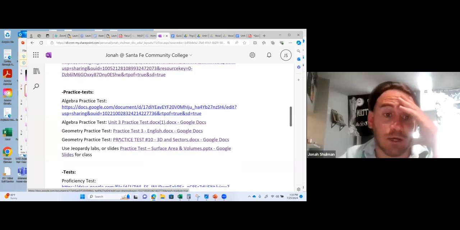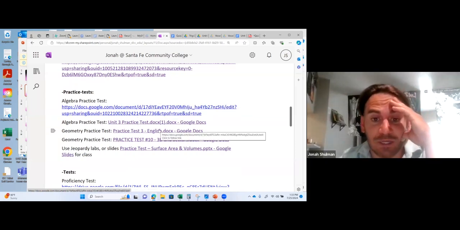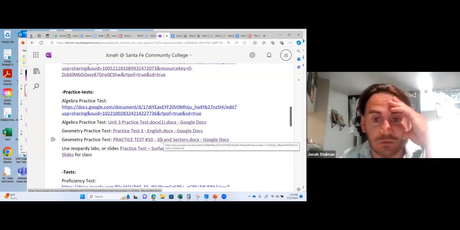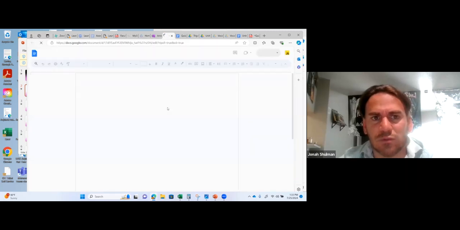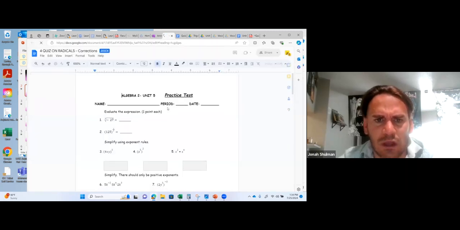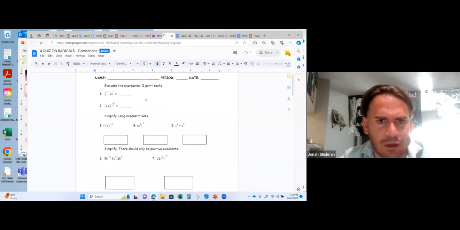So right, I have algebra and geometry. Notice that I have English as well as Spanish. Oh, this one's just in English. Is this the Spanish one? I try to always do Spanish versions of all my stuff. So here's a practice test, an algebra practice test, with radicals.